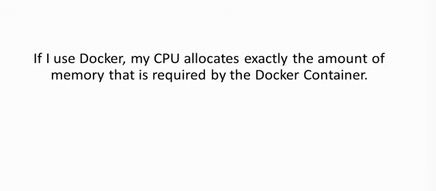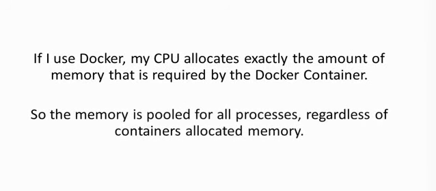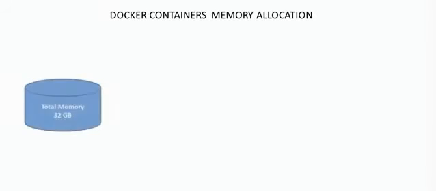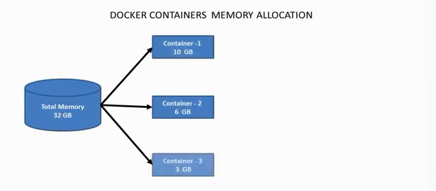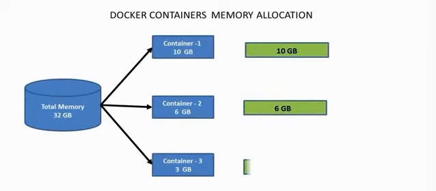If I use Docker, my CPU allocates exactly the amount of memory that's required by the Docker container. So the memory is pooled for all the processes regardless of the container's allocated memory. In the same example, if you have the same machine of 32 GB and distribute it among the containers, the containers are using exactly the amount of memory utilized by the processes or services running in a container. So there is no extra or unused memory being blocked by the containers. This basically releases 13 GB of memory for new containers to host applications.